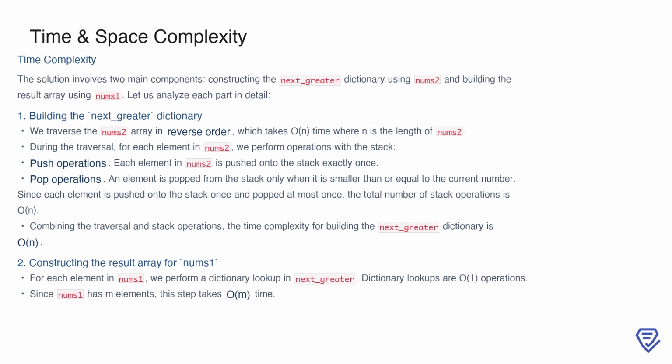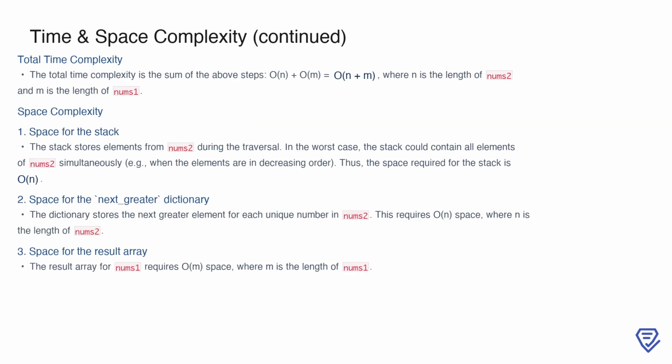Altogether, the time complexity for our solution involves O(n) for processing nums2 and O(m) for processing nums1. Now that we've broken down the individual steps, the total time complexity of the solution becomes the sum of the two parts, O(n) for building the next_greater dictionary and O(m) for constructing the result array. Therefore, the overall time complexity is O(n + m), where n is the size of nums2 and m is the size of nums1.